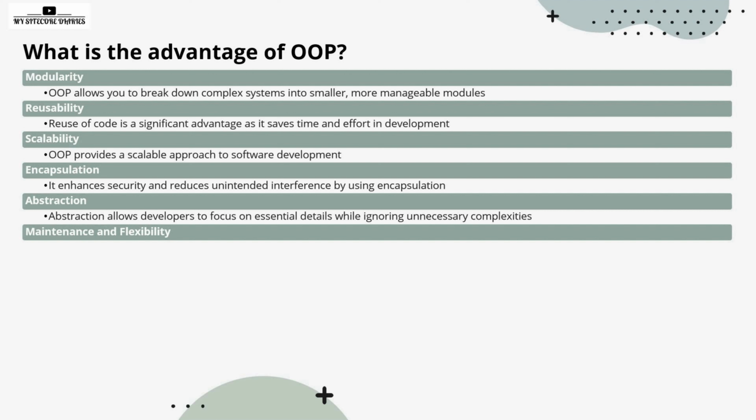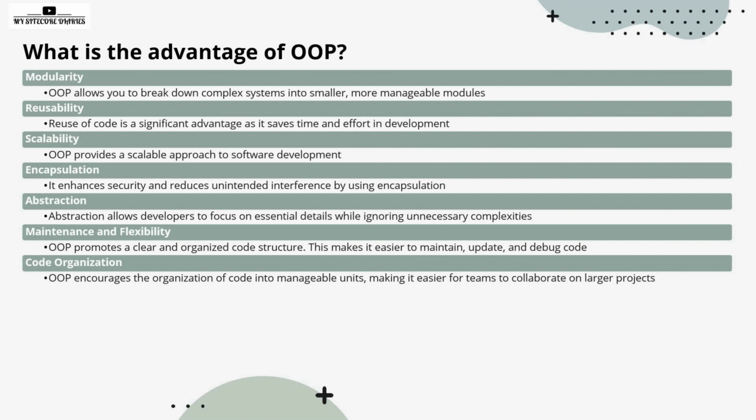All of the above, modularity, reusability and scalability, will help you with maintenance and flexibility. Object-oriented programming promotes a clear and organized code structure, which makes it easier to maintain, upgrade and debug the code. You can break programs down into small modules, you have reusable code available in common, and it is scalable too. All of this makes your code structure very organized.